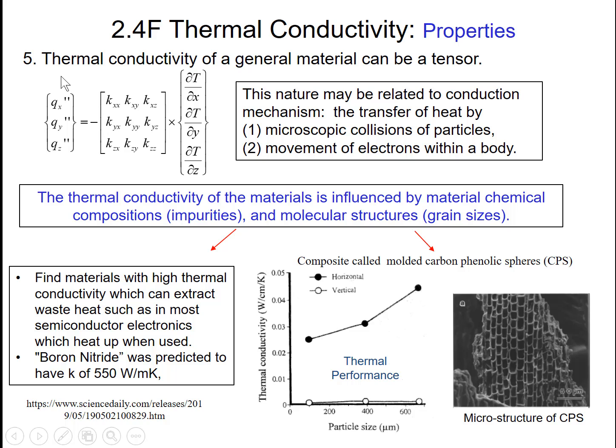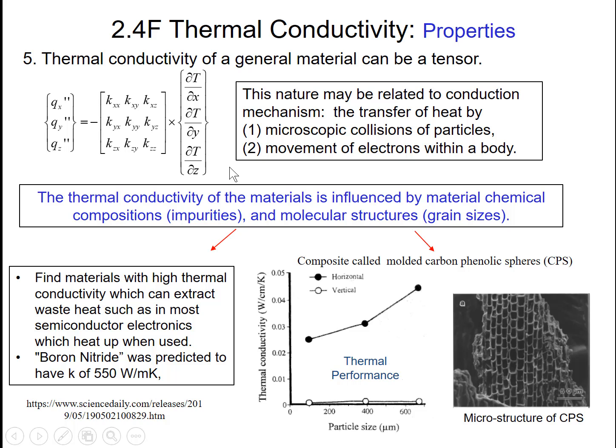Fifth, thermal conductivity of a general material could be a second order tensor. This nature of the thermal conductivity might be related to the conduction mechanism, which is the transfer of heat by microscopic collisions of particles like molecules and atoms, and movement of electrons within a metal body. Therefore, the thermal conductivity of materials is heavily influenced by material chemical compositions like impurities and molecular structures like grain sizes.